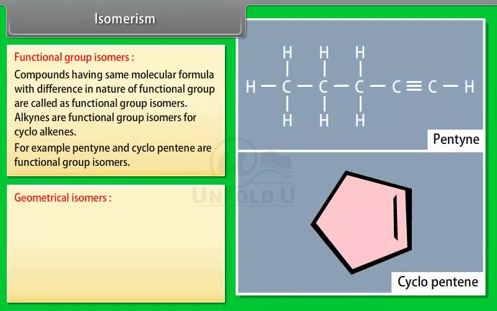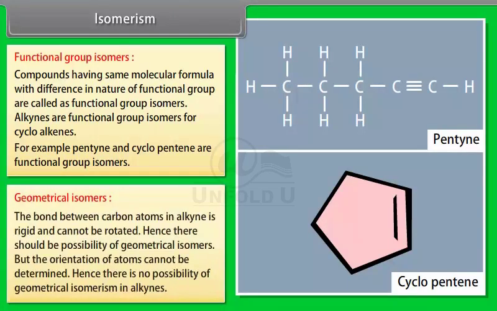Geometrical isomers. The bond between carbon atoms in alkyne is rigid and cannot be rotated. Hence, there should be a possibility of geometrical isomers, but the orientation of atoms cannot be determined. Hence, there is no possibility of geometrical isomerism in alkynes.